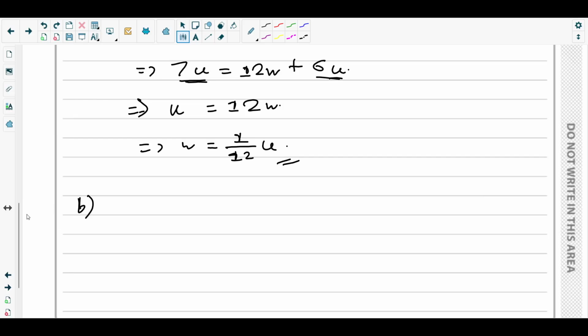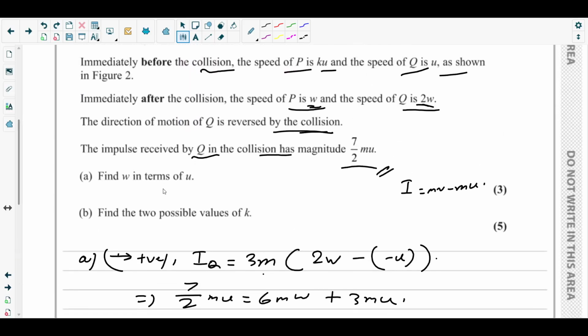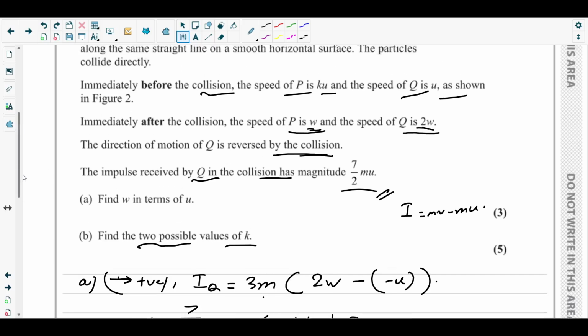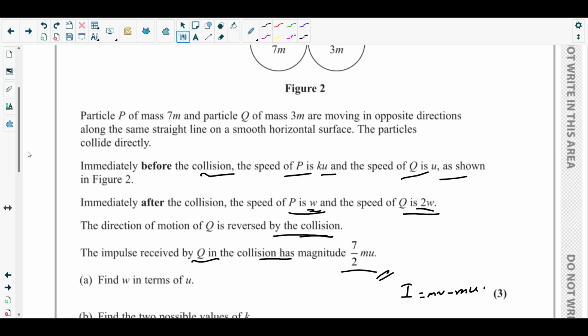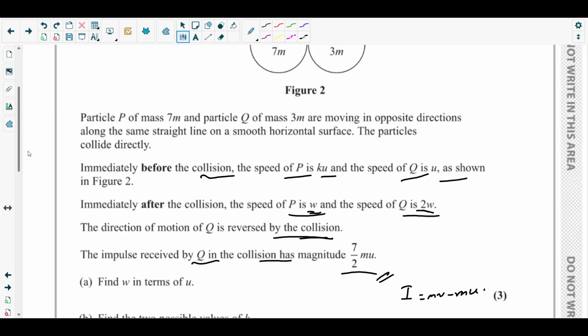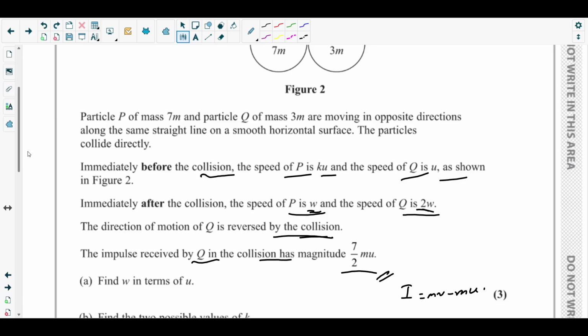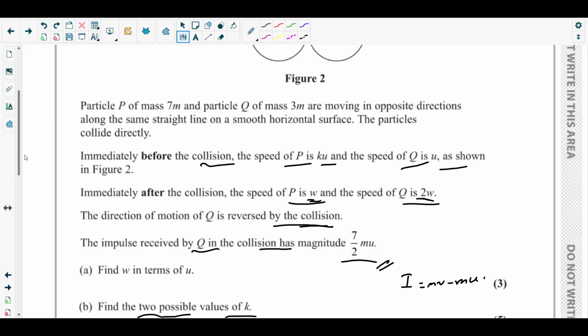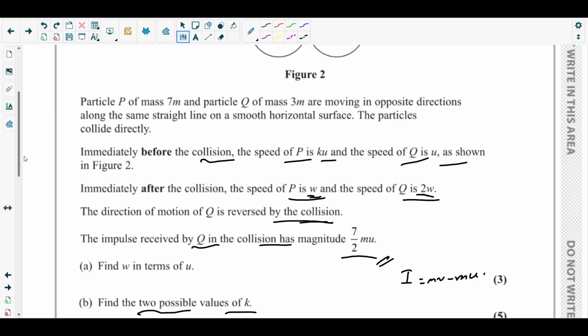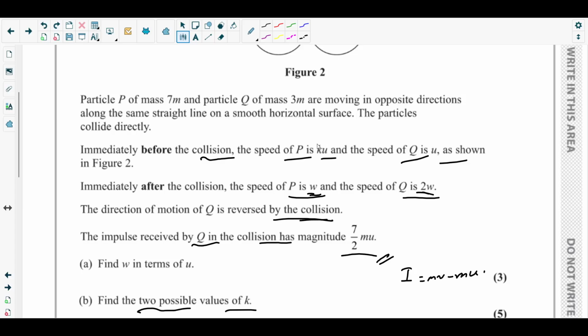Fine. Next, in part B, the question is asking to find the two possible values of k. Okay, two possible values of k. Why? Okay, at first identify what is k there. K is basically the coefficient for the speed of p. Okay, because speed of p is ku.